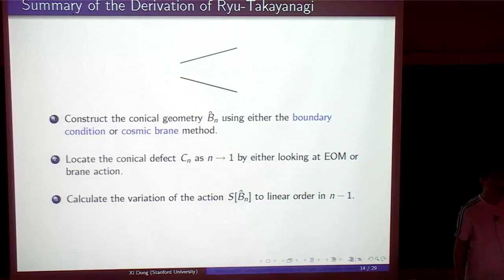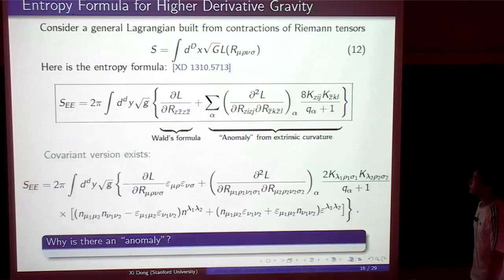So we can now generalize the story to higher derivative gravity. In particular, I'll consider Lagrangians which are built from contractions of Riemann tensors. And the formula is, as I said before, the Wald formula plus an anomaly, plus terms which involve extrinsic curvatures. This term involves the z and z bar coordinates I defined earlier. One can write it in a more covariant but more lengthy way in terms of projection operators to the codimension-two directions orthogonal to z and z bar, and epsilon tensors in those directions. This is just the projection which imposes the z i z j z bar k z bar l kind of structure. Here i and j are coordinates along the conical defect. So this is just the same as this.